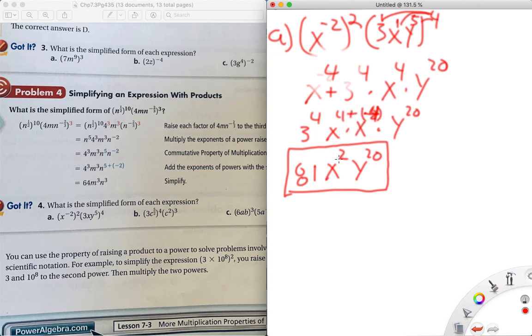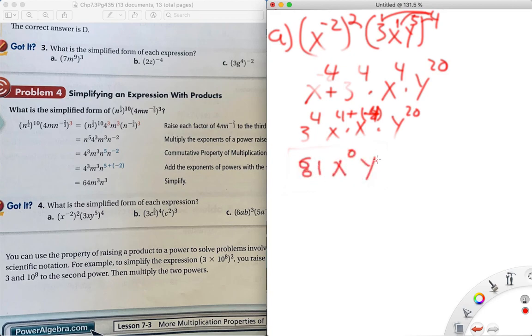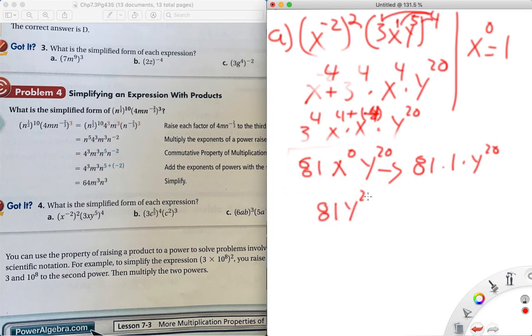So negative 4 plus 4 is to the 0. So let's rewrite this. All of this. Alright, so 81, x to the 0, y to the 20th. Well, we know that anything raised to the 0 power is 1. So this is going to be 1. And then 1 times 81 is just 81. So then our final answer would actually be 81 y to the 20th power. I apologize. I'm glad I caught it. So 2 times 2 is negative 4.